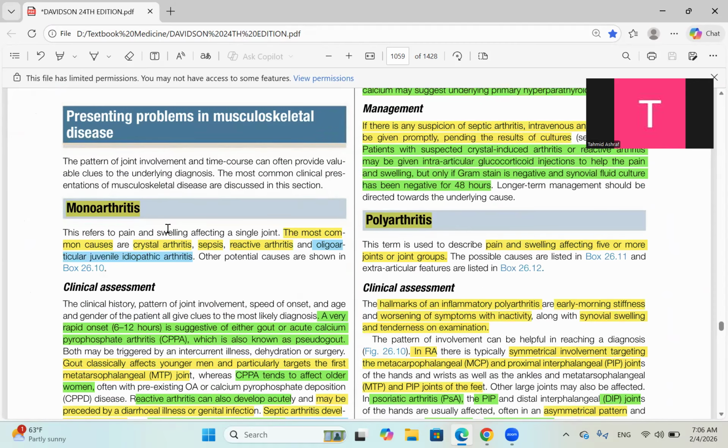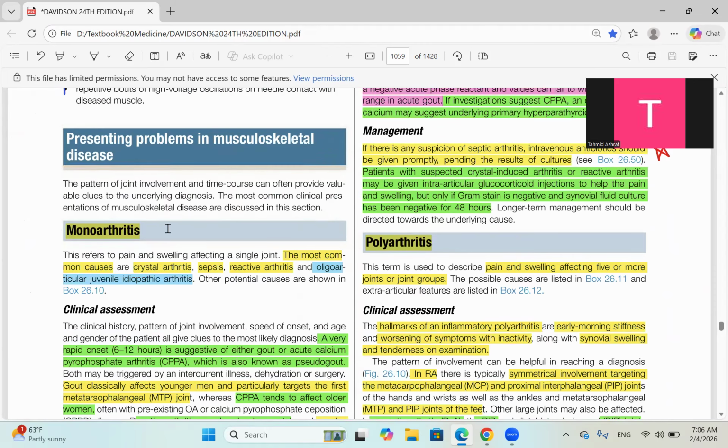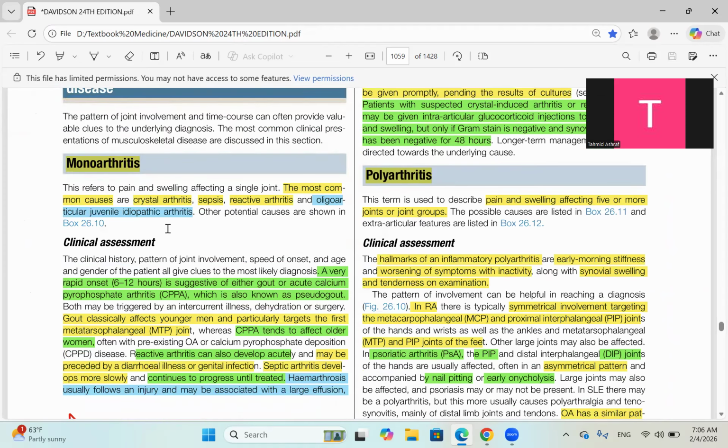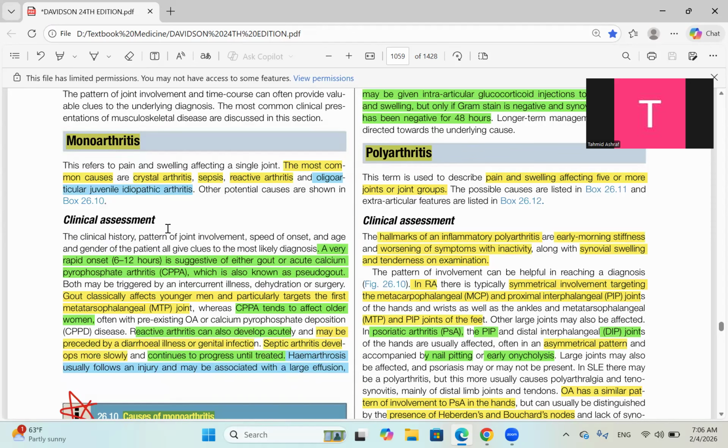So finally, we will start the presenting problems in musculoskeletal diseases. First, we will study monoarthritis. Mono means one, single. Arthritis means inflammation of a joint. So monoarthritis means inflammation of a single joint, which refers to pain and swelling affecting a single joint. The most common causes are crystal arthritis, sepsis, reactive arthritis, and oligoarticular JIA, juvenile idiopathic arthritis. As causes of monoarthritis, we have to remember that crystal arthritis is number one, number two is septic arthritis, and number three is reactive arthritis.